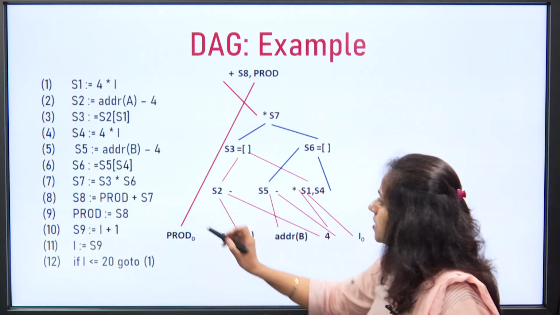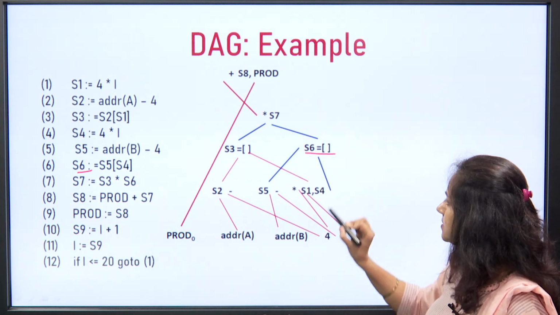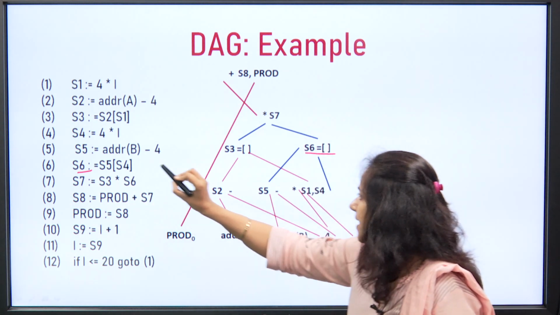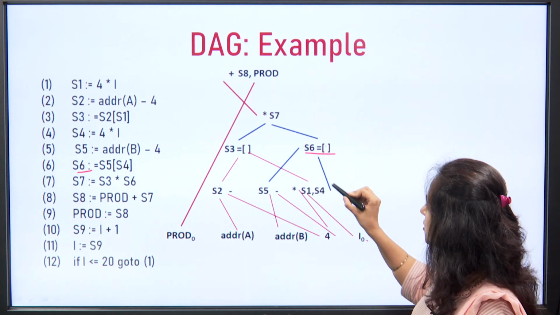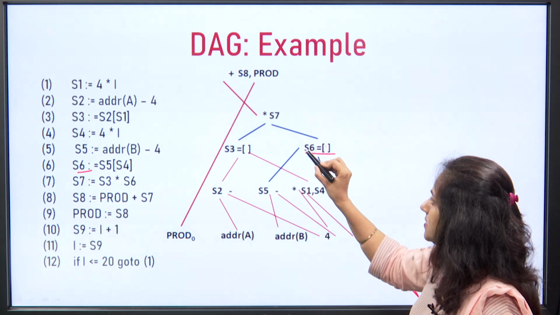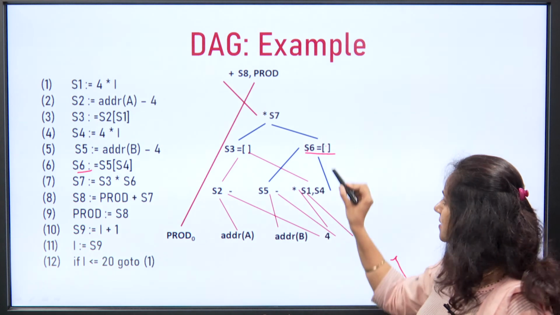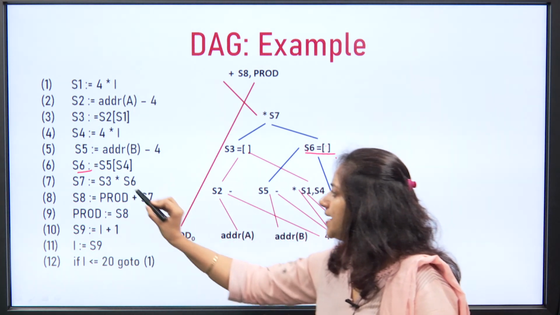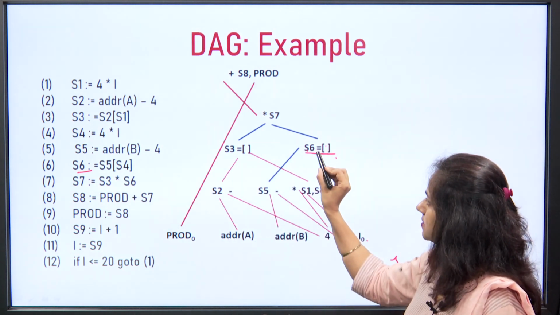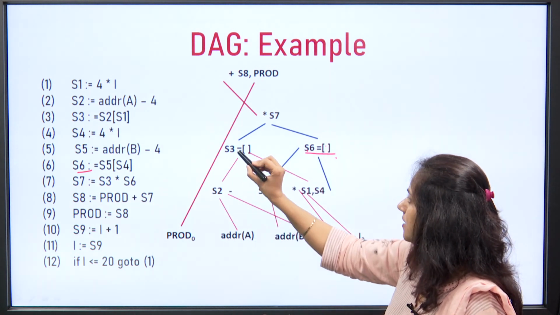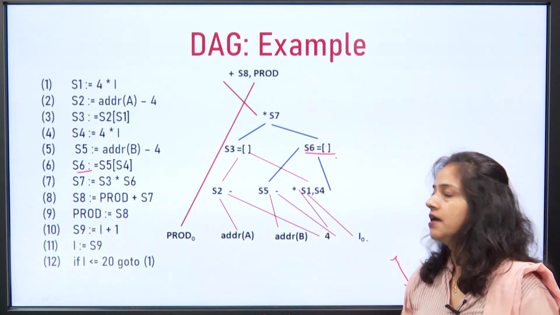Now, next statement is S6. S6 is like this, that is S5 and S4. So, this is S5 the array and its index is S4, it will come over here, and this is assigned to S6. So, here we can write S6, and this is the operator that we have. Now, next is to do the multiplication of S3 and S6. So, this is S6 and this is S3, they will be multiplied and the result is in S7. So, here we can write S7.